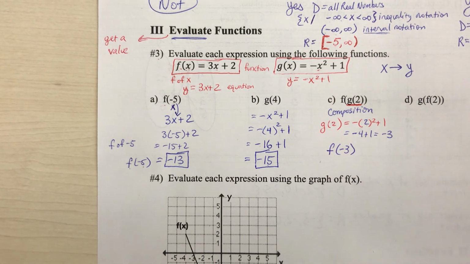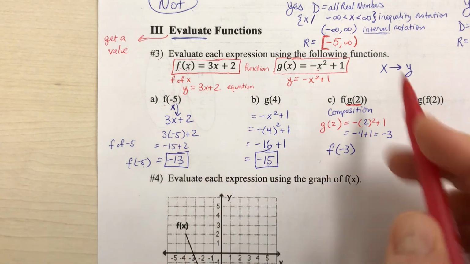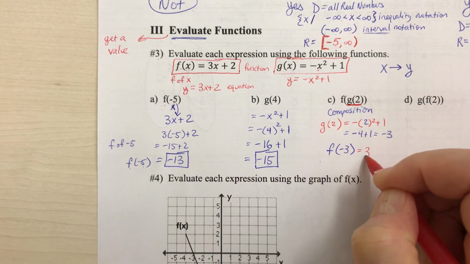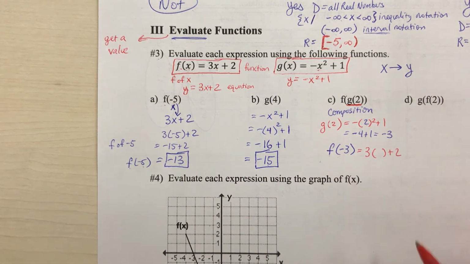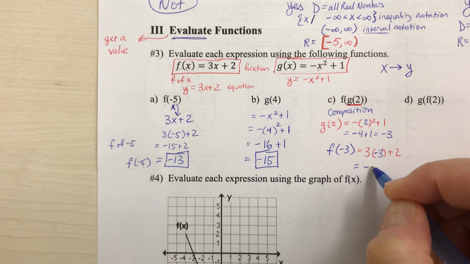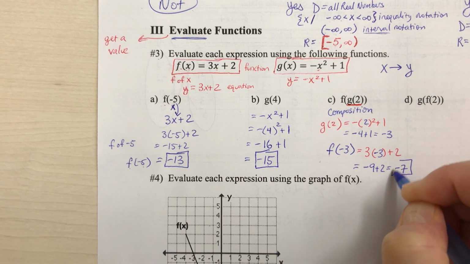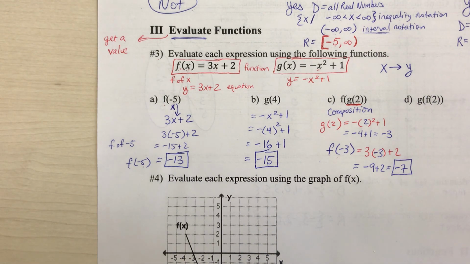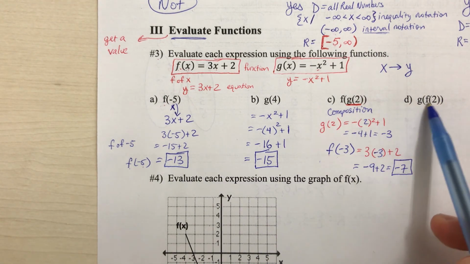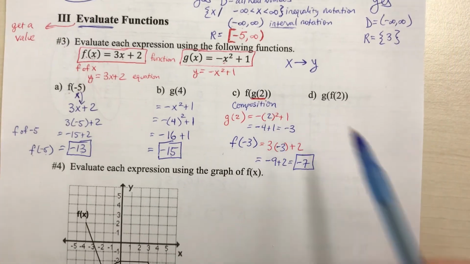So now my directions say go to the f function, which is 3 times x plus 2. But instead of x, we're going to substitute negative 3, and we get minus 9 plus 2, which is negative 7. All right, go ahead, pause the video here. See if you can get part D.